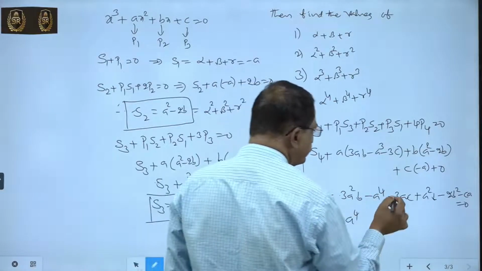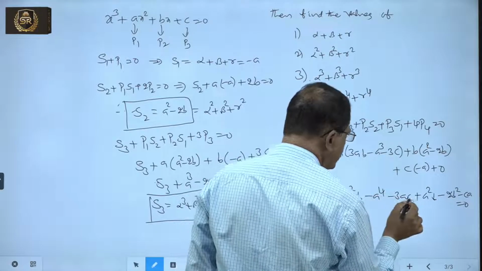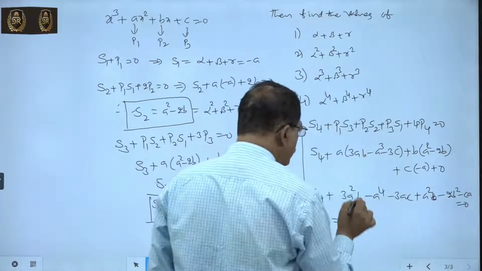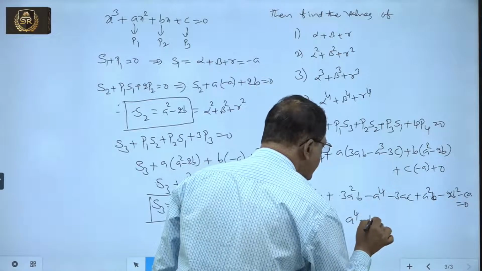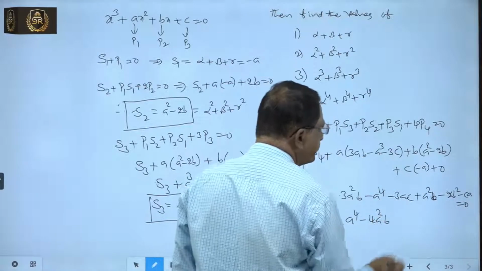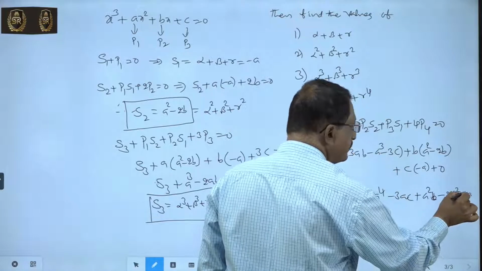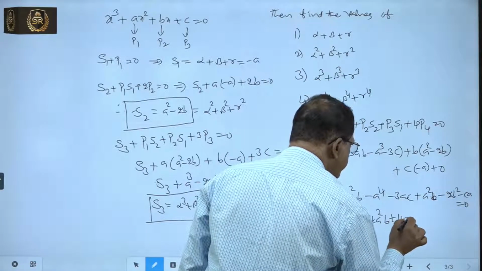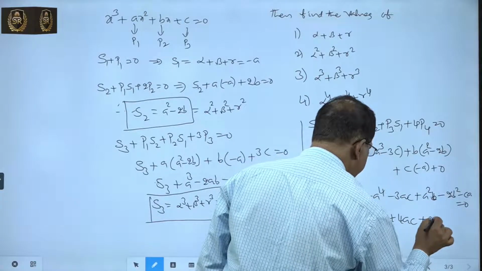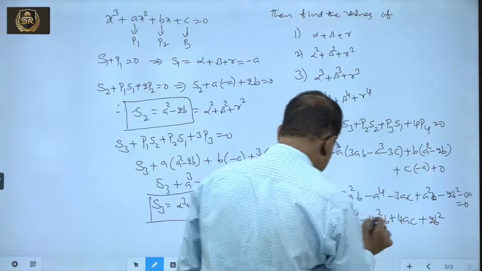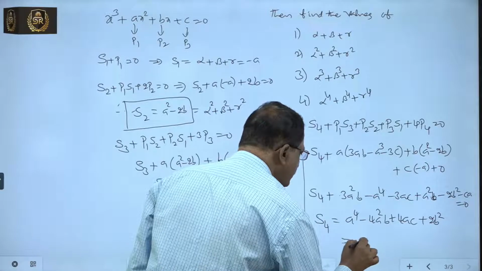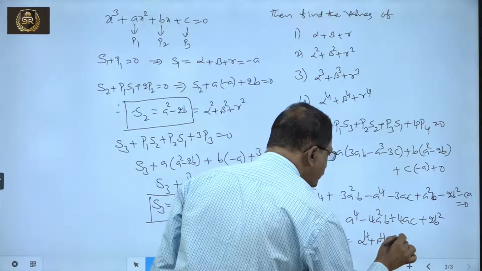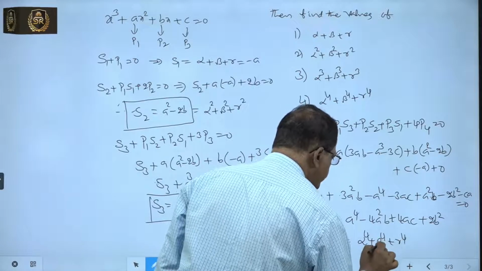Now S4 equals, taking these terms to the right side, we get A to the power of 4 minus 3A square B, here A square B, 4A square B minus 4A square B, minus 3AC minus CA, taking to the right side, plus 4AC plus 2B square. Now S4 is nothing but alpha to the power of 4 plus beta to the power of 4 plus gamma to the power of 4 equals.